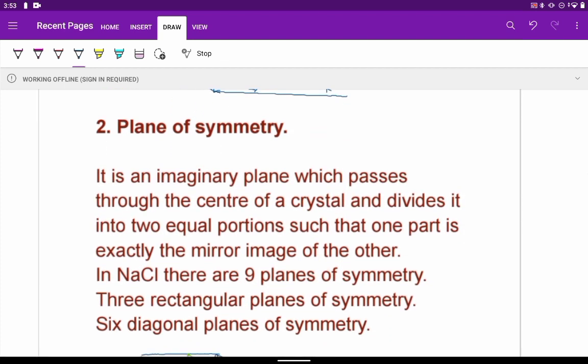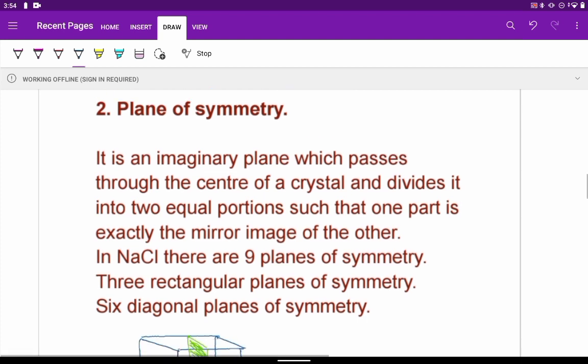Next comes the plane of symmetry. A plane of symmetry is an imaginary plane. It passes through the center of a crystal in such a way that it divides the crystal into two equal portions, and one part is exactly the mirror image of the other. In the case of sodium chloride, there are 9 planes of symmetry, among which there are 3 rectangular planes and 6 diagonal planes of symmetry.